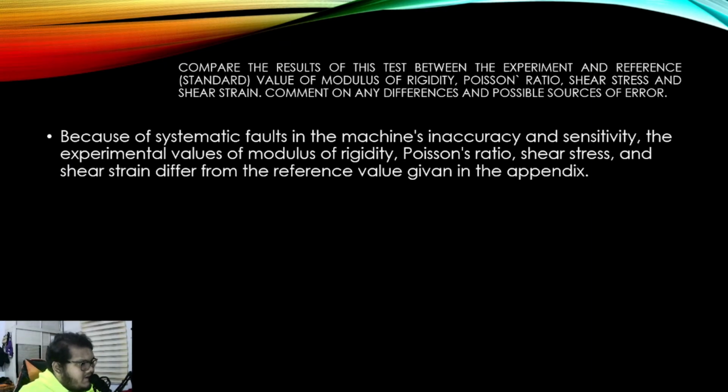So let's go into the discussion. For the first question, compare the result of the test between the experiment and reference value of the modulus of rigidity, Poisson's ratio, shear stress, and shear strain. Comment on any differences and possible sources of error. Because of systematic faults in the machine, inaccuracy and sensitivity, the experimental values of the modulus of rigidity, Poisson's ratio, shear stress, and shear strain differ from the reference values given in the appendix.